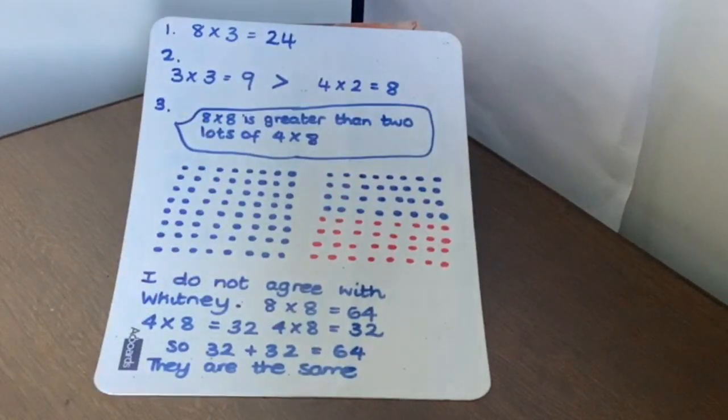So you should have said something like, I do not agree with Whitney. 8 times 8 equals 64, 4 times 8 equals 32, but because there were 2 lots of 4 times 8, you would have done 32 add 32 equals 64. So actually they're both the same. And because you've proved it, showing it with the dot paper, you've proved that you understand that question.